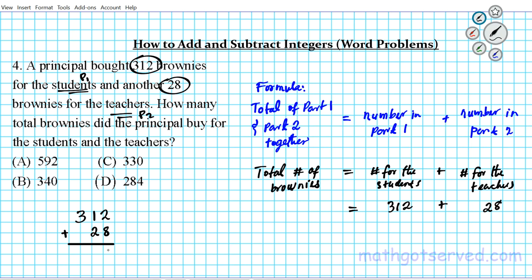2 plus 8 is 10, 0 carry 1. 2 plus 2 is 4. 340 is your answer. So the answer to question number 4 is 340. That's the total number of brownies for the students and the teachers combined. Okay, the answer to question number 4 is option letter B.